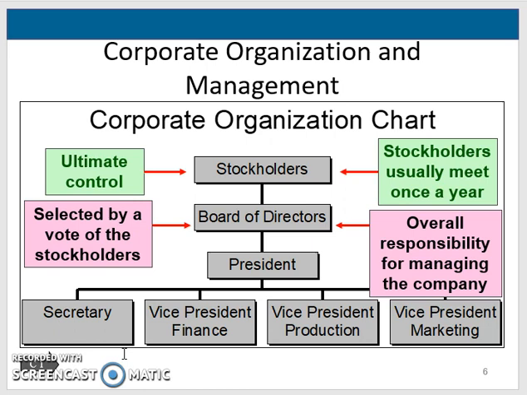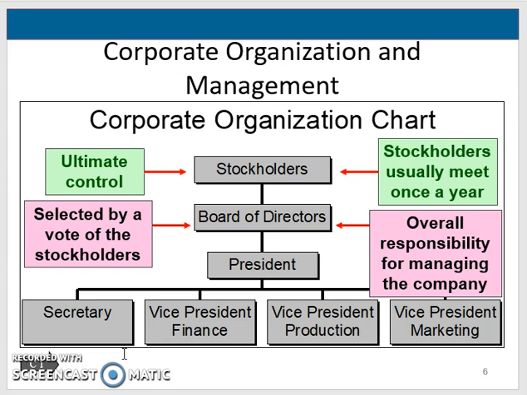All right, below the stockholders is the board of directors. They are selected by a vote of the stockholders. So the stockholders decide who is going to be on the board of directors. They have the ultimate responsibility for managing the company. So there's the day-to-day operations, but those day-to-day operations and those president and vice presidents we see below have the responsibility of bringing that information to the board of directors.